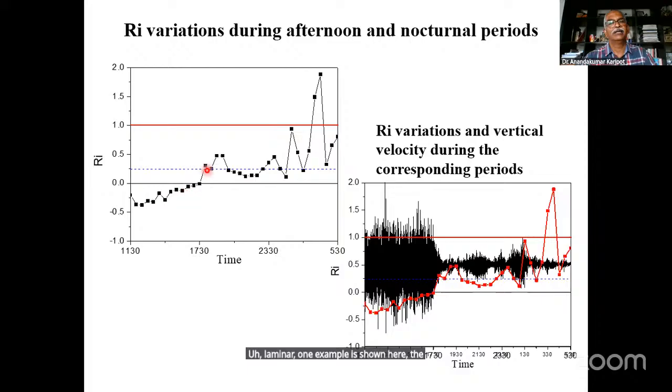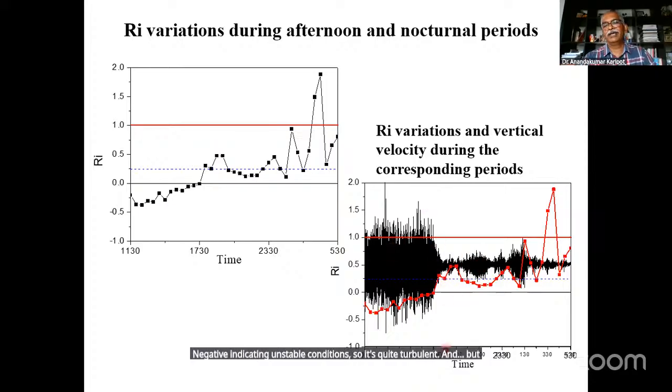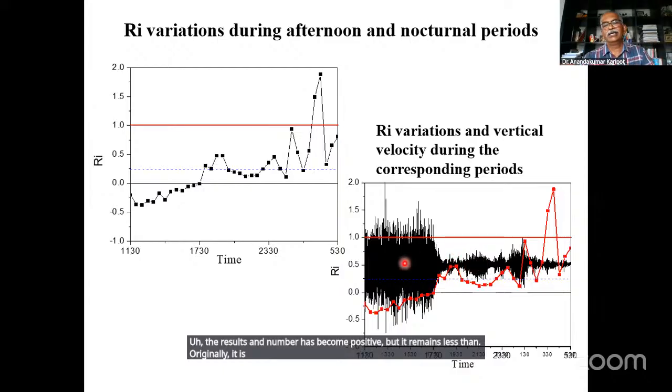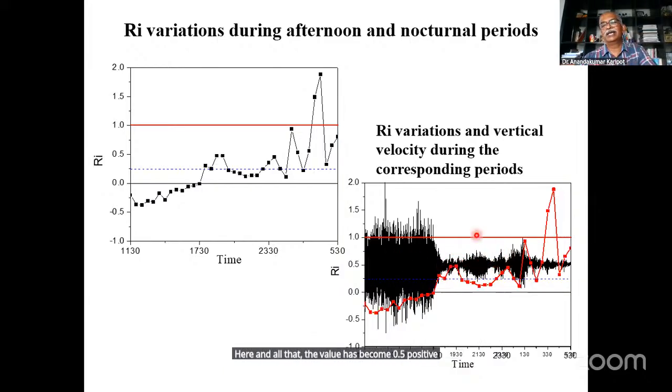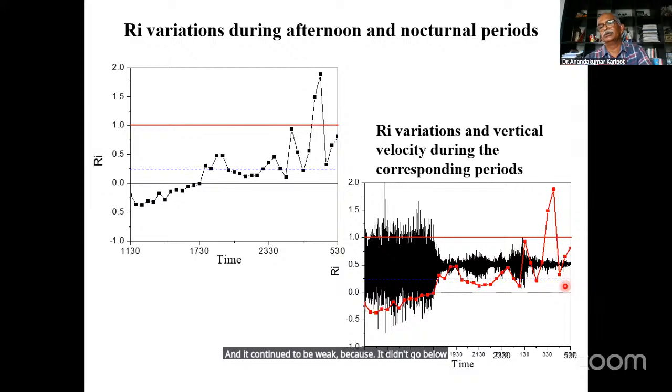The calculated Richardson number is shown here, and then the vertical velocity fluctuation. You can see that during daytime the Richardson number is negative, indicating unstable conditions, so it's quite turbulent. In the evening hours, the Richardson number has become positive, but it remains less than Rt. Originally it is turbulent. Here the value has become 0.5, positive, but it is still moderately turbulent. It will continue to be turbulent until the Richardson number crosses the terminal value, Rt, which is 1. Here it has crossed, and you see that the turbulence has become very, very weak, and it continued to be weak because it didn't go below 0.2. So here it has become nearly laminar, and for it to become turbulent again, it should go below the critical Richardson value of 0.2. It does not happen, so you see that here it is laminar again.